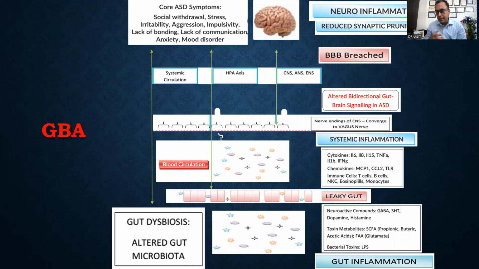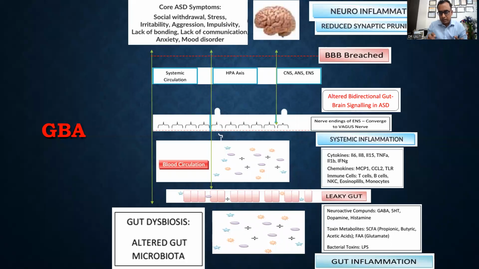Because of this cascade and all this gut dysbiosis, the microglial activity gets reduced. Because of that reduced or defective microglial activity, the synaptic pruning is affected. And because the synaptic pruning is affected, the neuroinflammation and the core symptoms of ASD come.